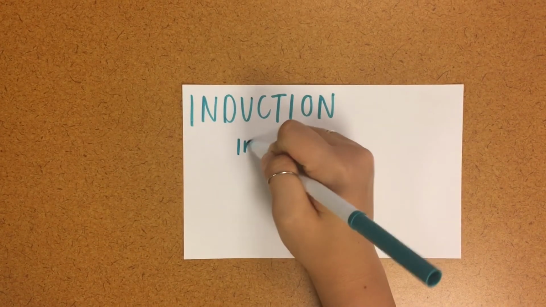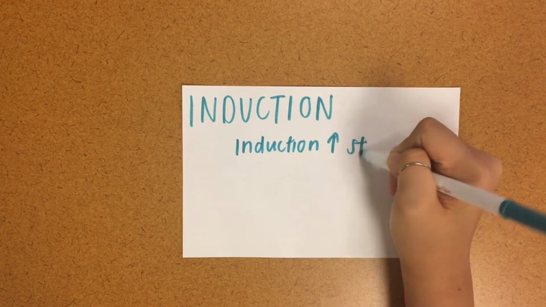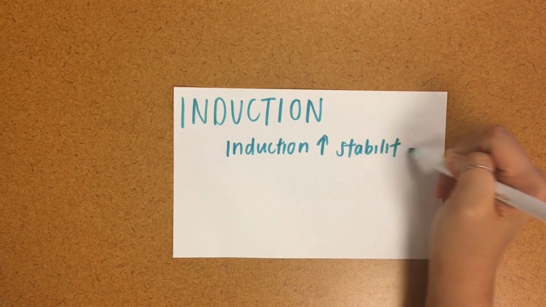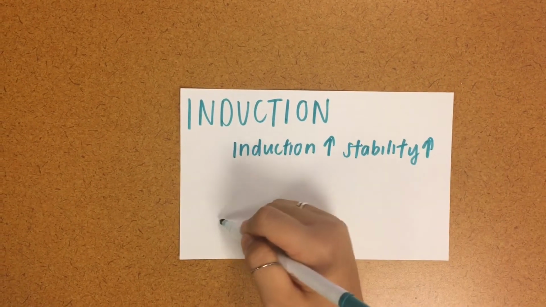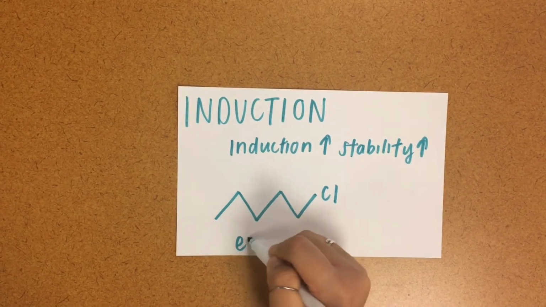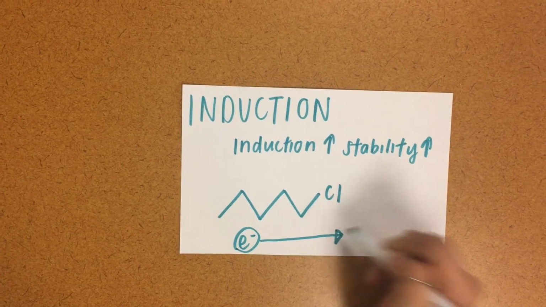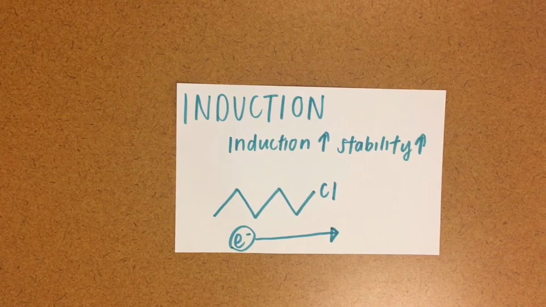Electronegative atoms can create induction, which makes a molecule more stable. Electronegative atoms can draw negative charge away from unstable atoms and towards themselves, effectively spreading the electron density across the entire molecule, which leads to considerable stabilization of the conjugate bases.